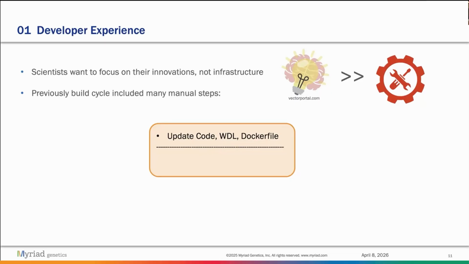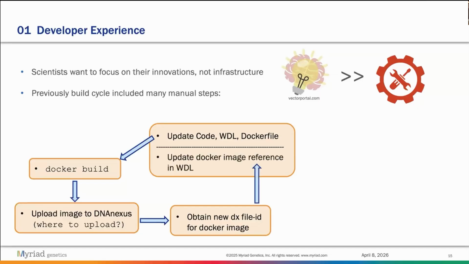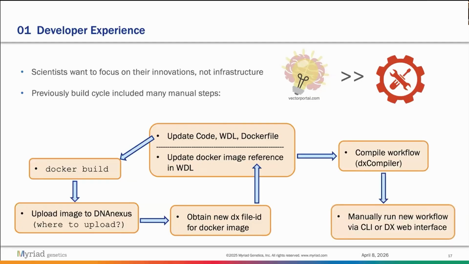To illustrate it, first let's say the developer updates their code. They then have to build a Docker image. They then have to upload that image to DNA Nexus. And where they upload it is a source of common errors. Once they upload it, they get a new file ID for that Docker image. Go back to their code, put that image reference in their workflow files, then use DX compiler to build the workflow, and finally manually run that workflow either by the command line interface or through the web interface that DNA Nexus provides. This is not ideal.